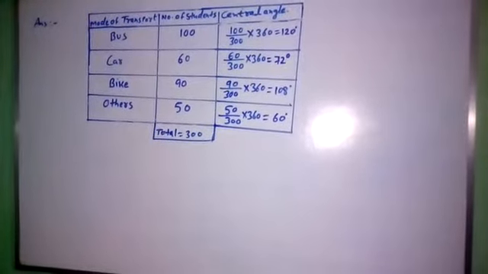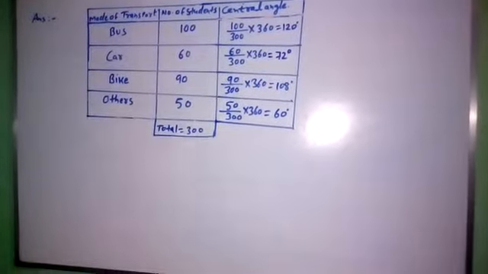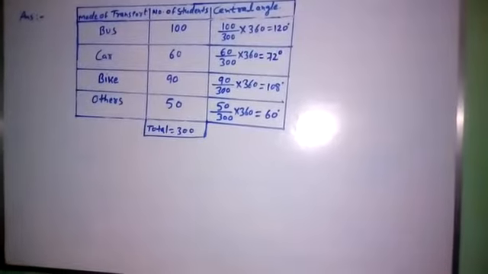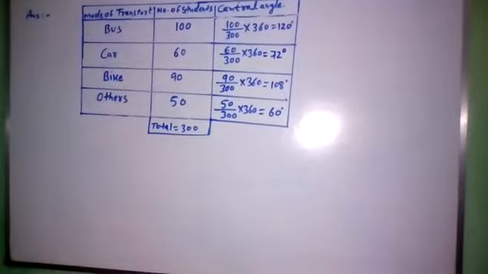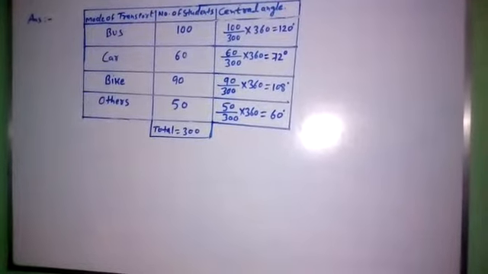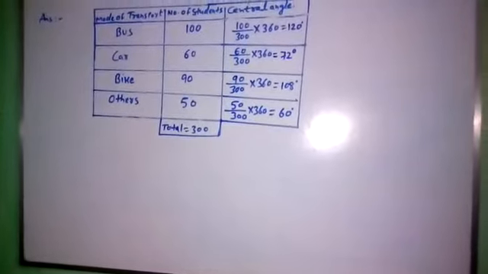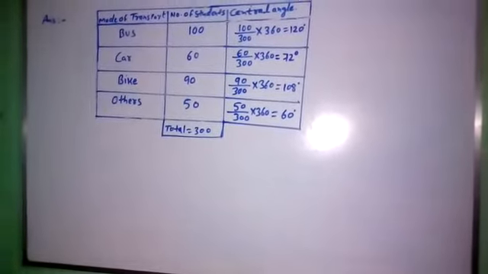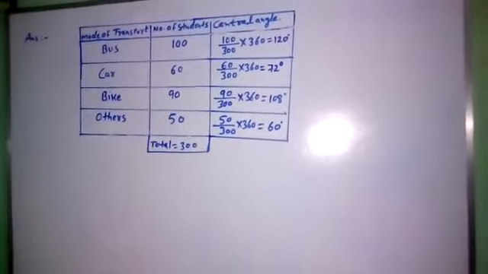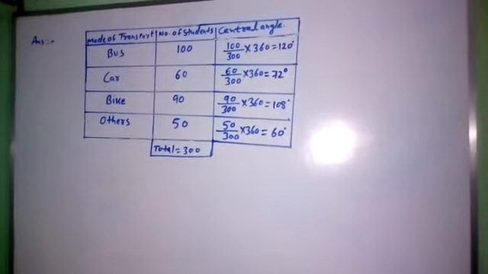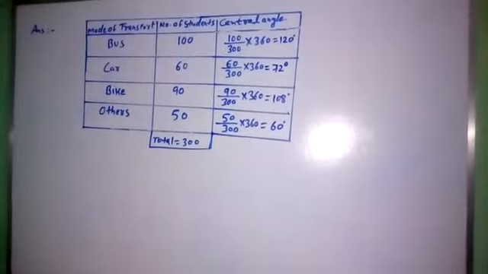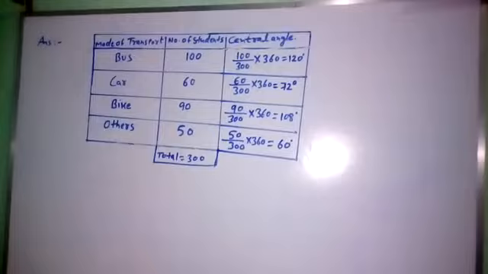Now how will we find the central angle? For bus there are 100 students, then 100 divided by total, which is 300, into 360. Let us repeat. Number of students in bus is 100. So 100 divided by total 300 into 360. After calculation it is 120. Got it? For car it is 60, so 60 upon total 300 into 360. Then it gives you 72.